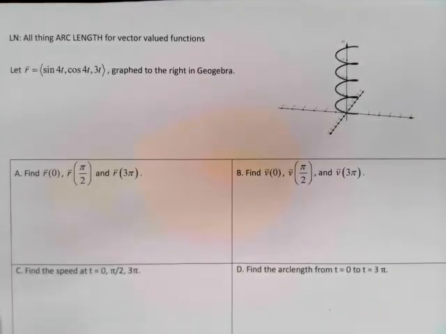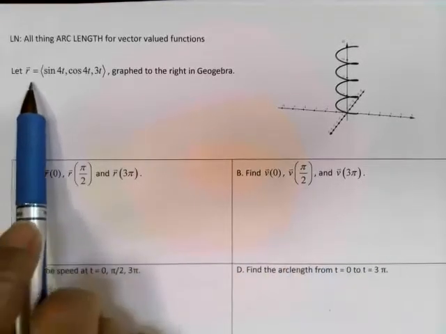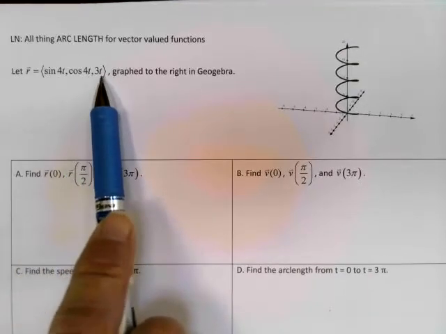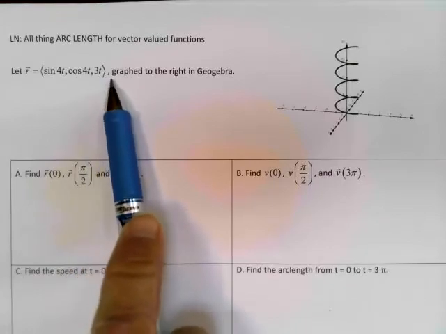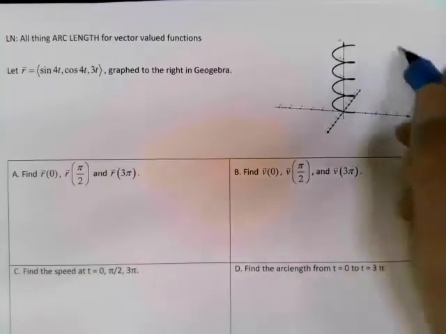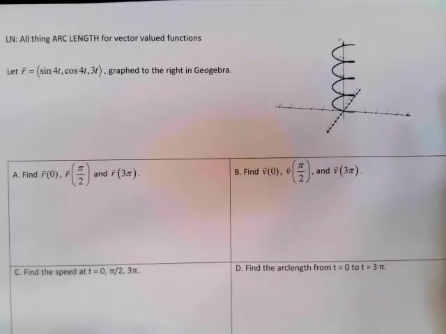All right, so now I want to just kind of review all things arc length when we're dealing with vector valued functions. So I'm going to use the function vector r is sine 4t, cosine 4t, and 3t. Those are the three components. I've graphed it using GeoGebra, so you can see it's a circular helix. And we're going to go through all things arc length.